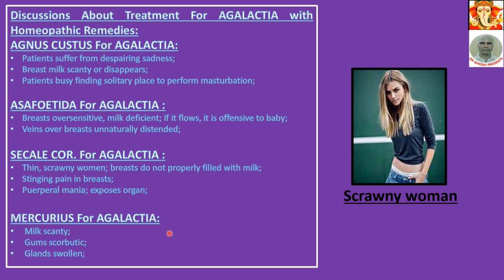Agnus Castus patient will do this. He will try to find out solitary place for masturbation. This is a normal thing. Every one of us very often does it.